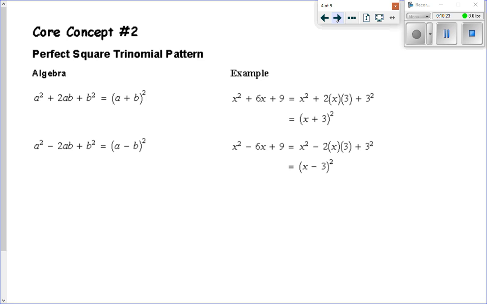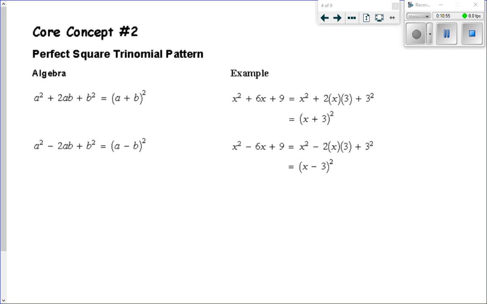And the way we see that is we've got a square on each end, and then our middle term is twice the product of those two ends. And it's really important to see and recognize if you have a positive or a negative, because as you can see, that is going to affect whether your binomial is a positive or negative b in that binomial.